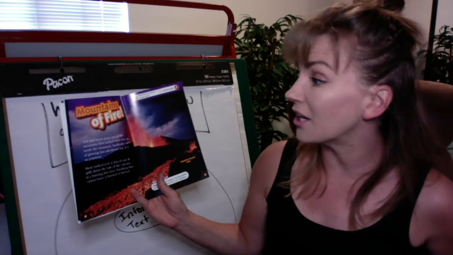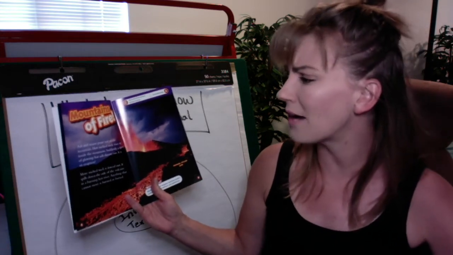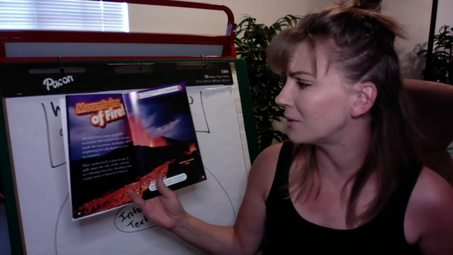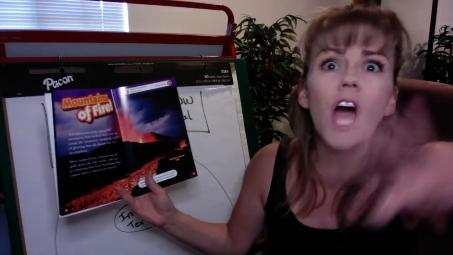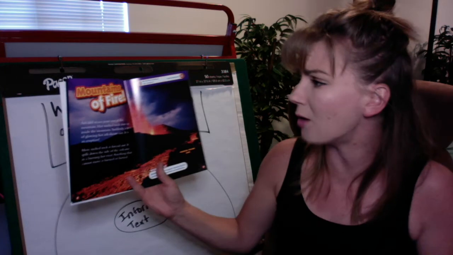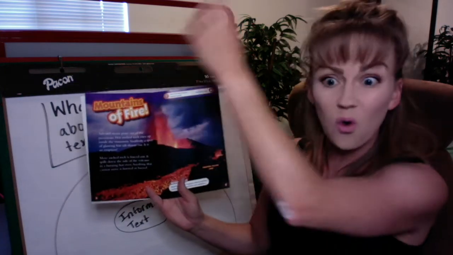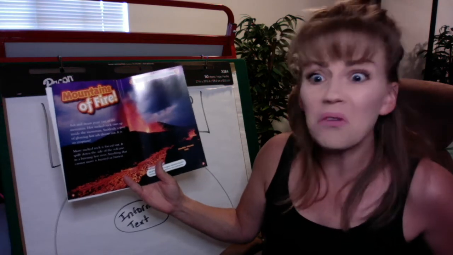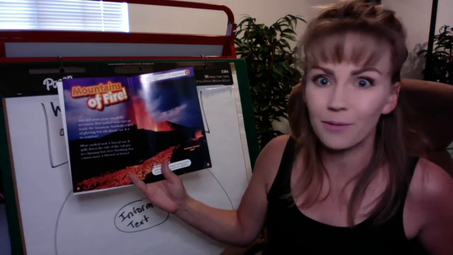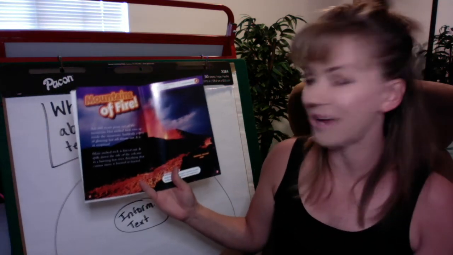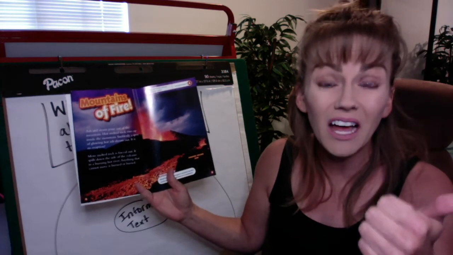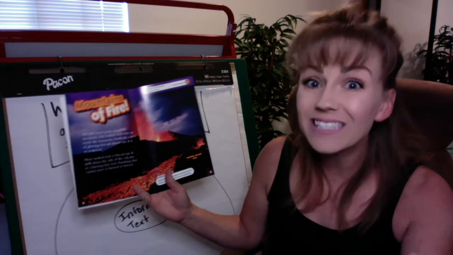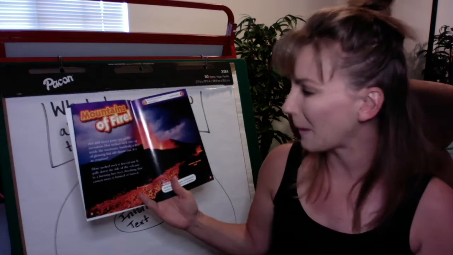Mountains of fire. Ash and steam pour out of the mountain. Hot, melted rock rises up inside the mountain. Suddenly, a spray of glowing hot ash shoots out. Do you see that here? Shooting out from the top. It's an eruption! An eruption is when a volcano explodes, right? And it shoots out that lava, the ash, the smoke, the hot rocks. Yeah, remember that from our other book?